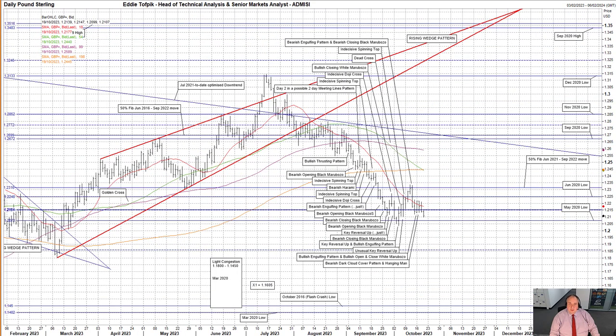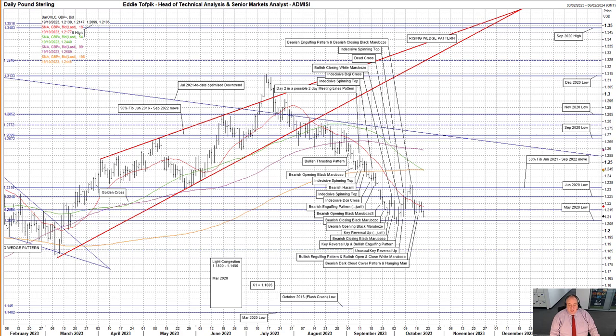Cable, aka sterling against the US dollar. A second bearish black crow yesterday, and a follow-on to the previous session's bearish dark cloud cover pattern and hanging man pattern. The market continues to exhibit a wide-ranging indecision between the May 2020 low at 120.73 and the 50% Fibonacci line of the June 2021 to September 2022 move at 123.16.